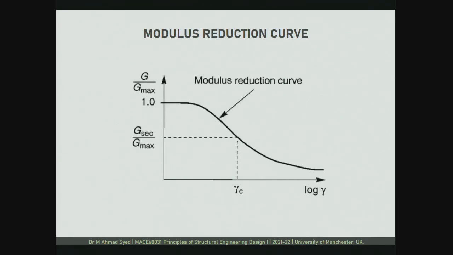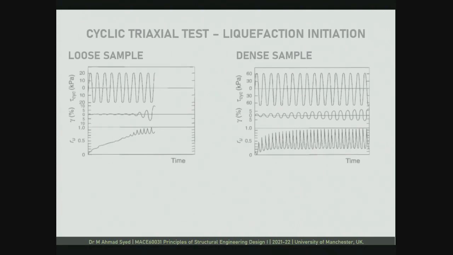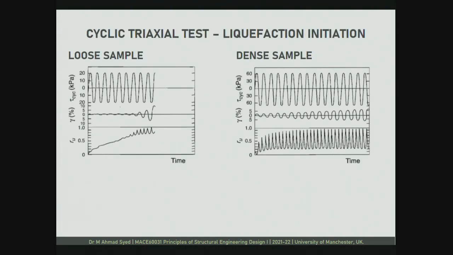Now coming back to the cyclic triaxial test, this shows the results of a cyclic triaxial test on two soil samples. One is for a loose sand, the other is for a dense sand. For each case, I have three sets of graphs. The first one is tau cyclic versus time. The second is shear strain versus time. And the third one is RU, the pore water pressure ratio.